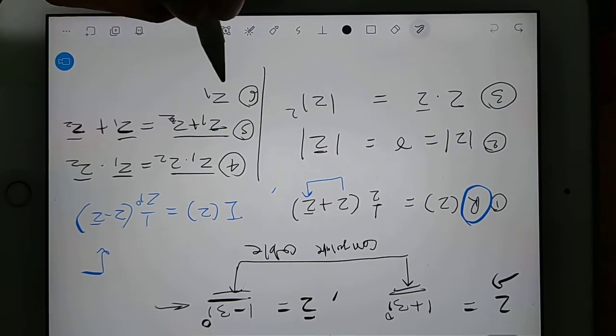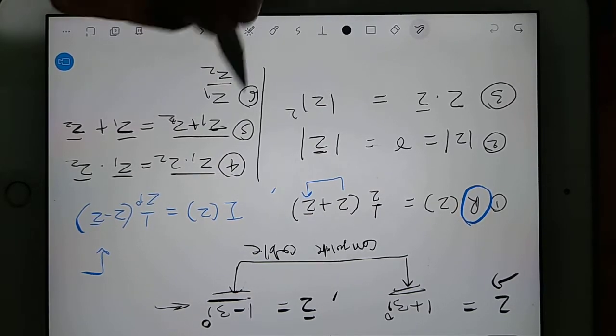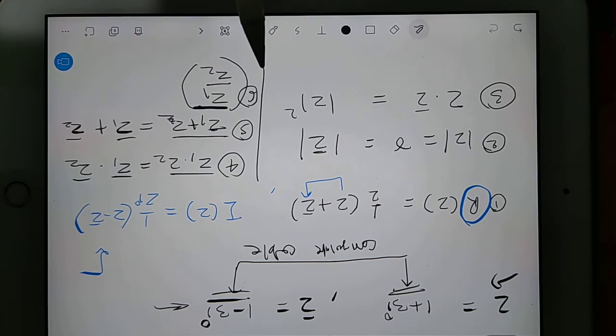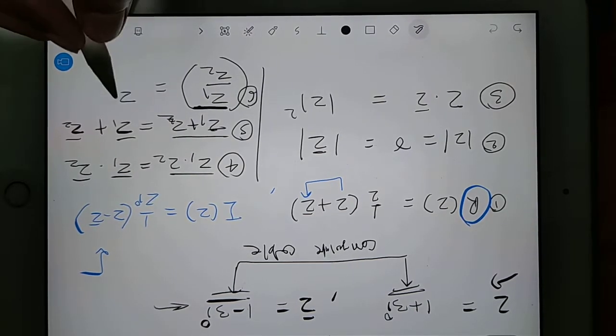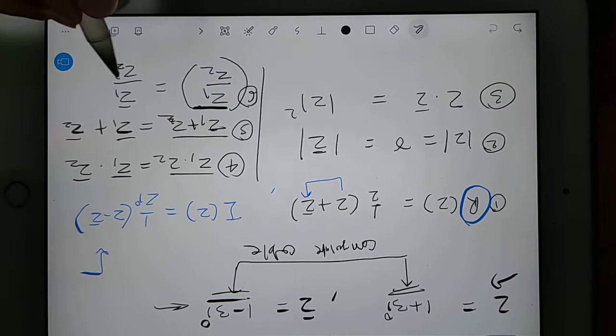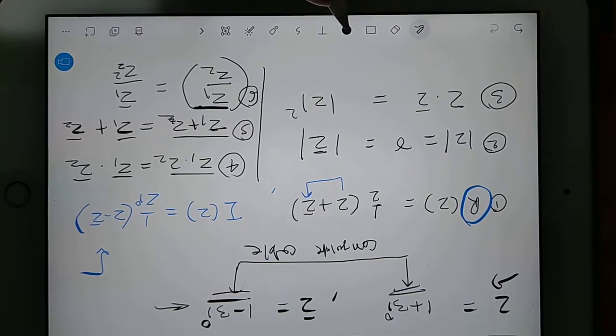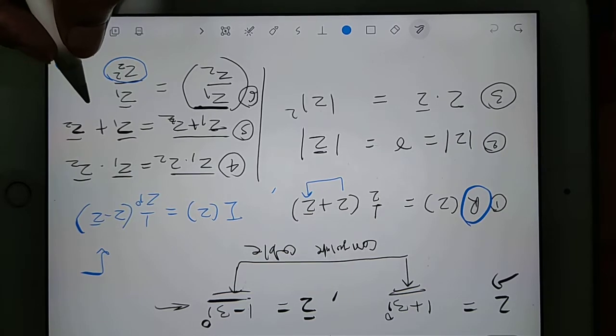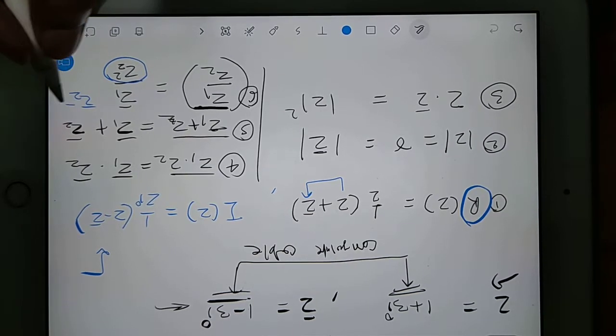Suppose you have z1 by z2. For whatever answer comes, you find the conjugate. That is nothing but the conjugate of z1 and the conjugate of z2, and then divide. Note, always remember, whatever comes in the denominator should not be 0. It means when you are finding the conjugate of z2, it should not be 0.